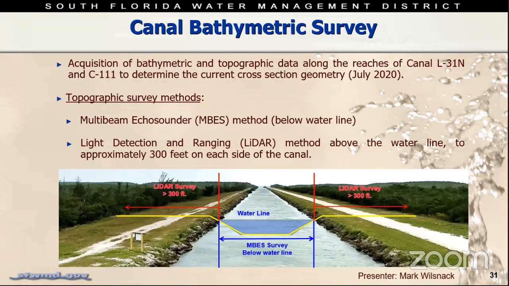Within the water, within the wetted area, we're going to be using multi-beam echo-sounder methods, which essentially will give continuous soundings of the water depth along the canal, and those are converted to bottom elevations. And above the water line where the boat can't travel, we will rely on standard LiDAR techniques to acquire very high resolution elevation data.